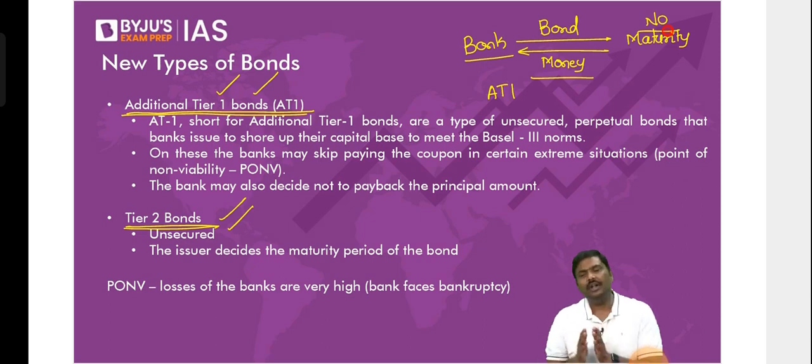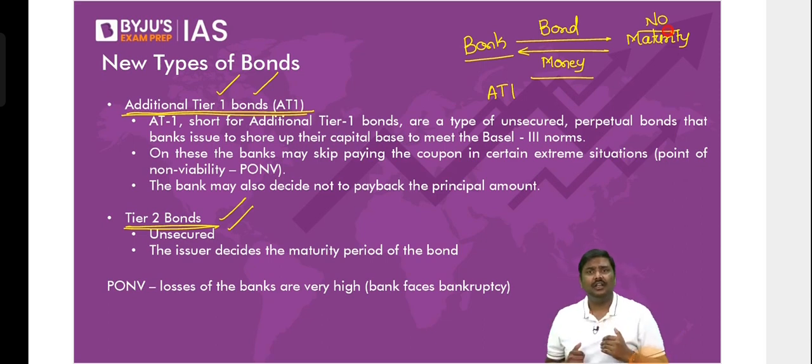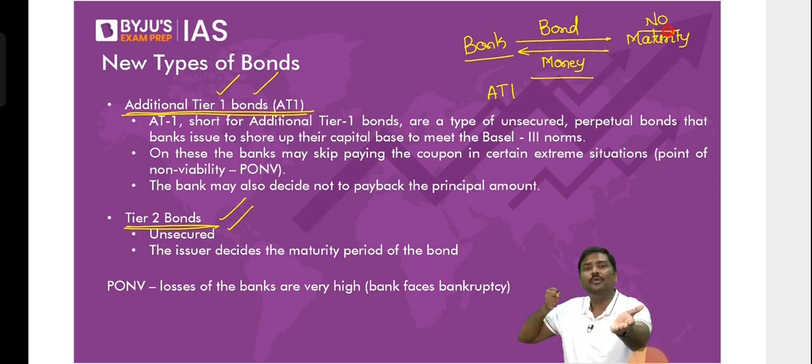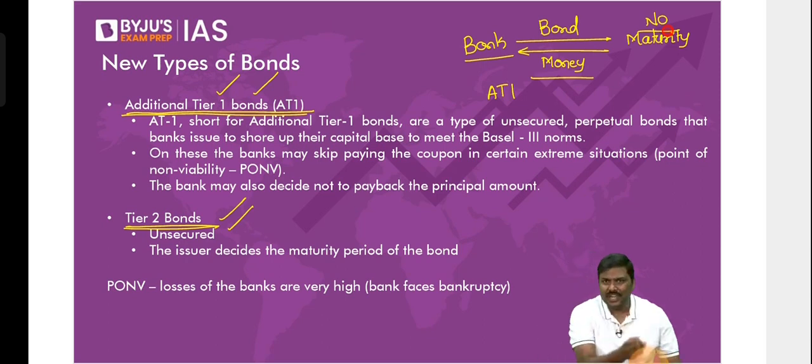Here is a bank which issues a bond. But generally, when you talk about a bond, there is a maturity period. What do you mean by maturity period? The government will issue the bond to you for a period of 3 years, or 15 years, or 40 years. That is nothing but the maturity period. It simply means they are collecting money from you for 5 years, 10 years, 14 years, whatever the maturity period is. But look at the speciality about the additional tier 1 bonds.